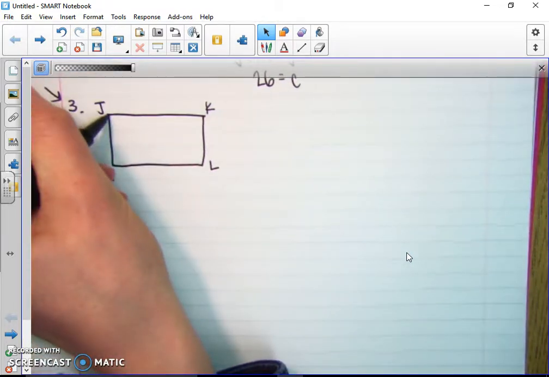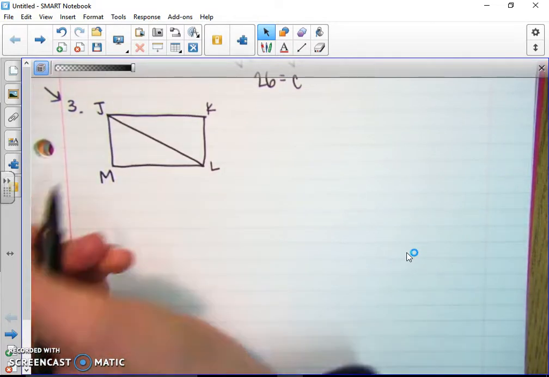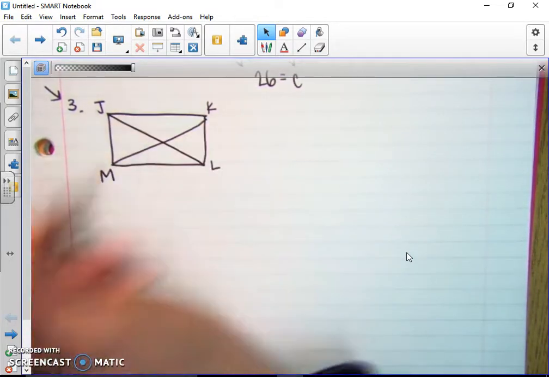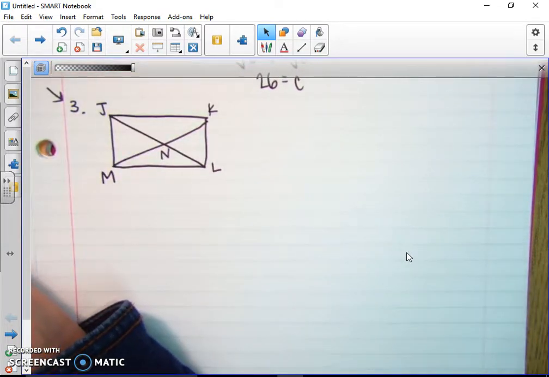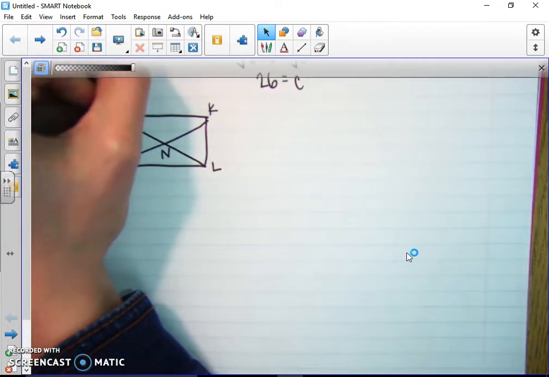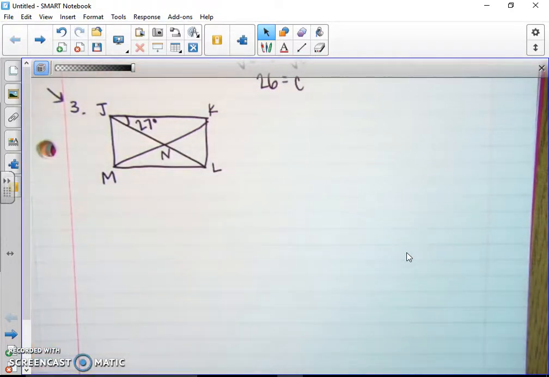We've got diagonals JL and MK, and they tell us the intersecting point is N, and then they're also going to tell us that this angle is 27 degrees. And we're going to have to find a bunch of angles.